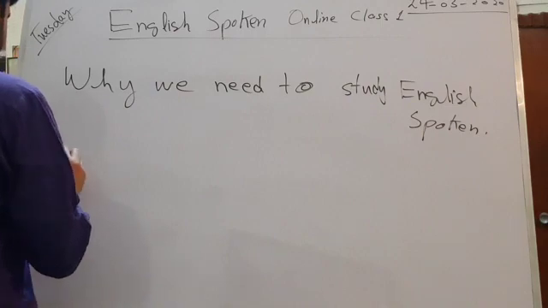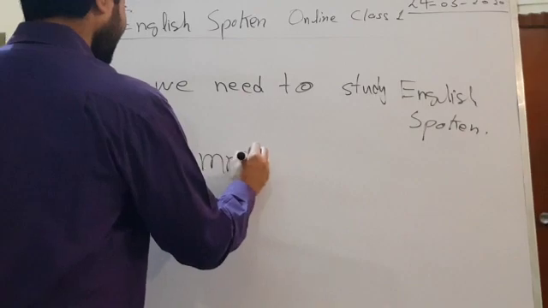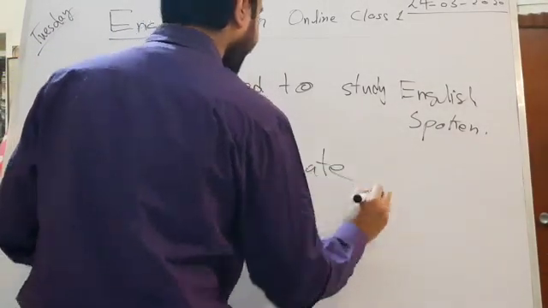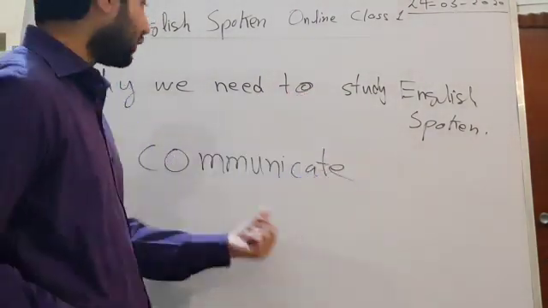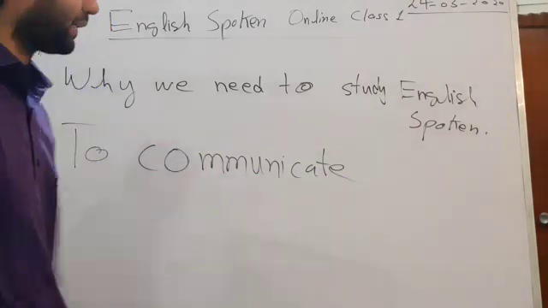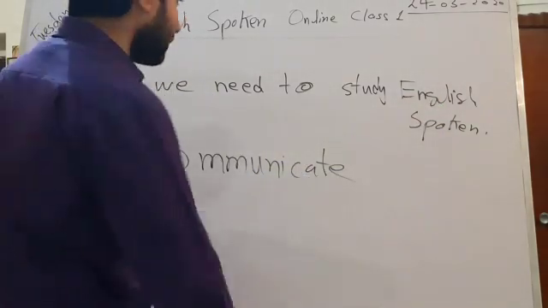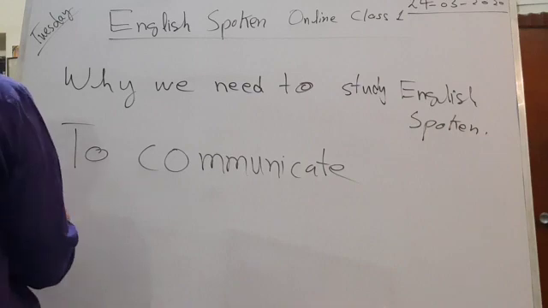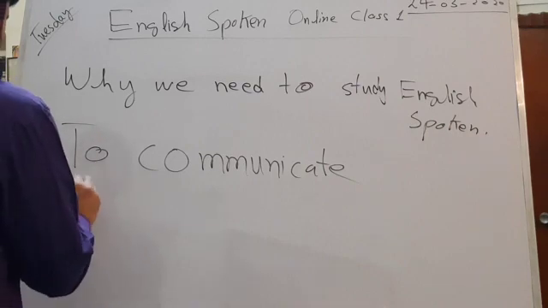First, the most important thing, to communicate. How can we communicate if we don't know how to speak? So that's the most important thing, to communicate. Communication is the most important thing when we are studying English spoken or when we are teaching English spoken. Number one, to communicate.